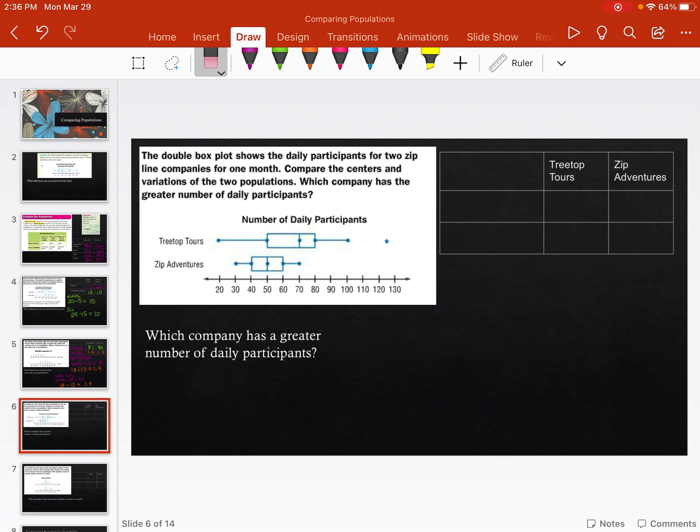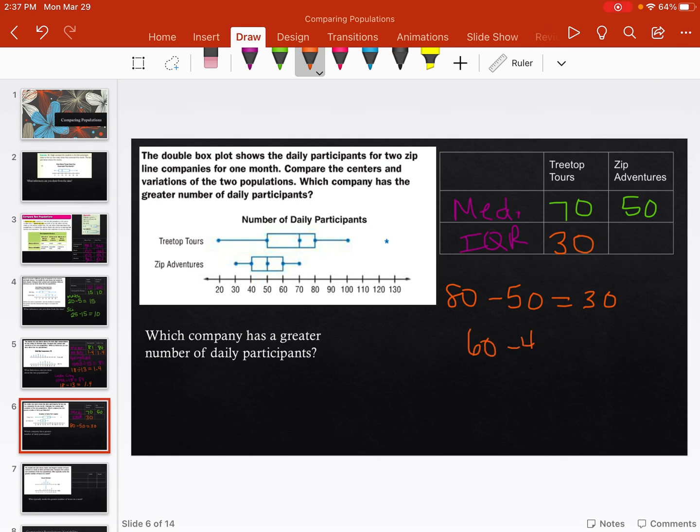Okay, let's go ahead to the next one. So here we have 2 box plots, so we have to use our median and our IQR. Median again is down the center. So I'm getting 70 for Treetop and 50 for Zip Adventures. IQR is the box, so I have 80 minus 50, gives me 30 for Treetop. And for Zip Adventures, I get 60 minus 40, which gives me 20.